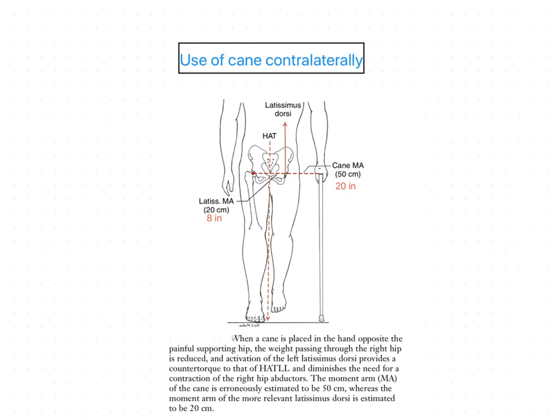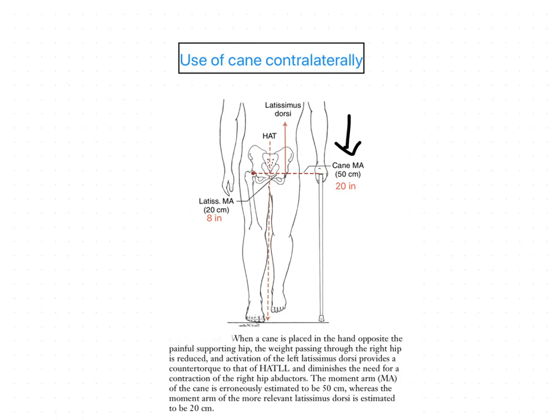When a cane is moved to the side opposite to the painful or weak hip joint, the reduction in HAT is the same as for ipsilateral usage. That is, the superimposed body weight is reduced by 25 lb of downward thrust, approximately 15% of the body weight, to 125 lb in our 180 lb individual.